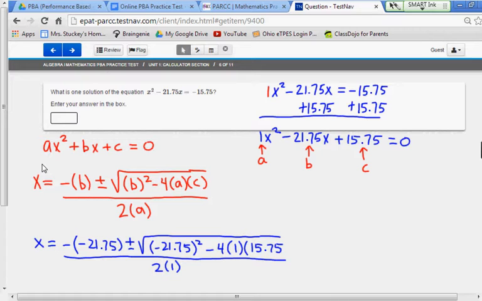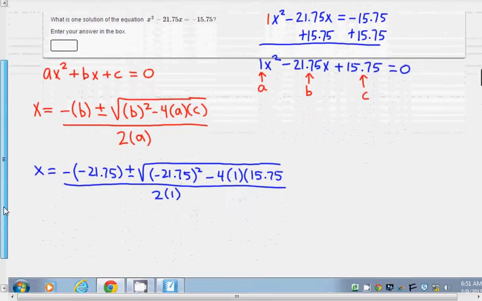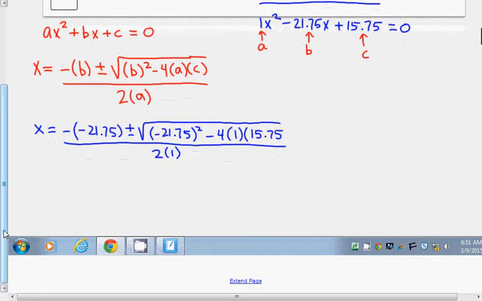So at this point, this is a calculator question. You can type the entire expression that's under the radical. This whole thing can be typed into your calculator, your online calculator. Put parentheses around this negative number before squaring it.